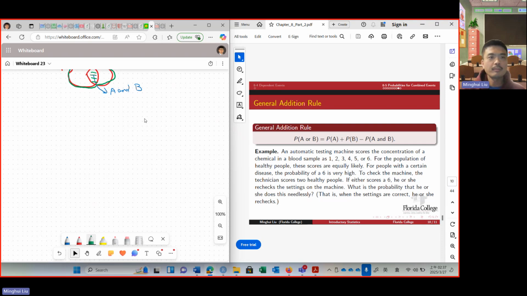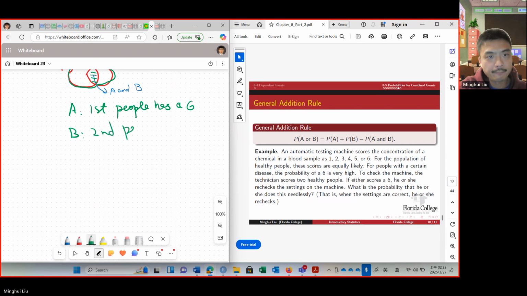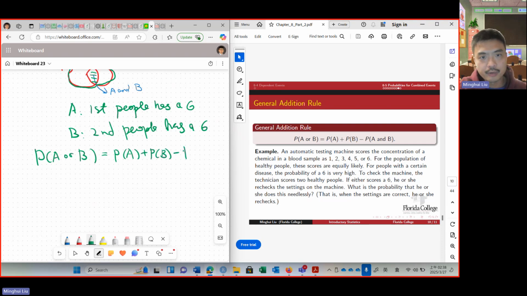So now here, the probability, let's look at this. A being the first person has a 6, and B being the second person has a 6, and now we want to do P of A or B. So that is equal to P of A plus P of B. Now the general addition rule is minus P of A and B. So notice that in this case, A and B are not mutually exclusive because they can both be 6. That's possible. It's not likely, but it's possible.